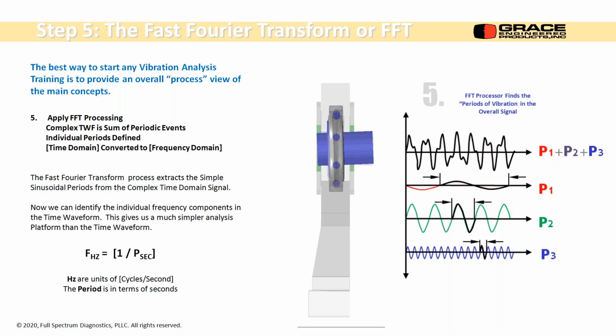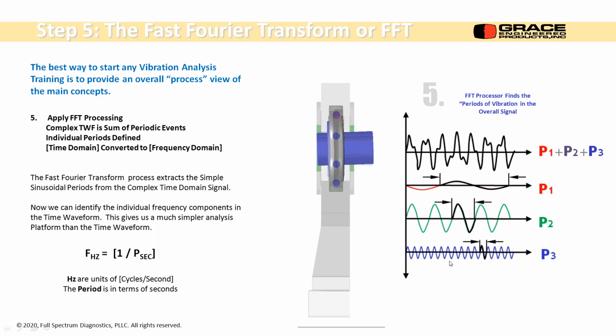And then, where all the magic happens, is the FFT processor. The FFT, the fast Fourier transform, basically takes a time domain signal and turns it into a frequency domain signal. The way it does that is it extracts the individual periods and defines them all. So if you look at this first period, it's part of that waveform.